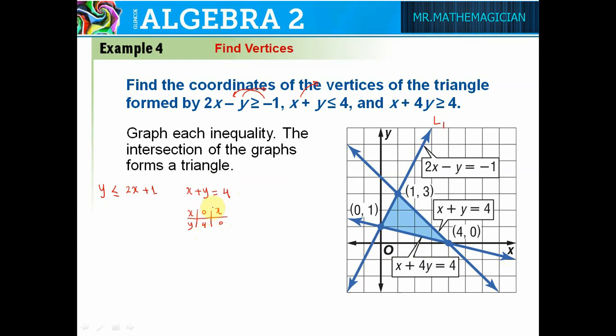So it has x-intercept at 4 and y-intercept at 4. This is the line. X-intercept at 4 and y-intercept at 4. This is the line L2.